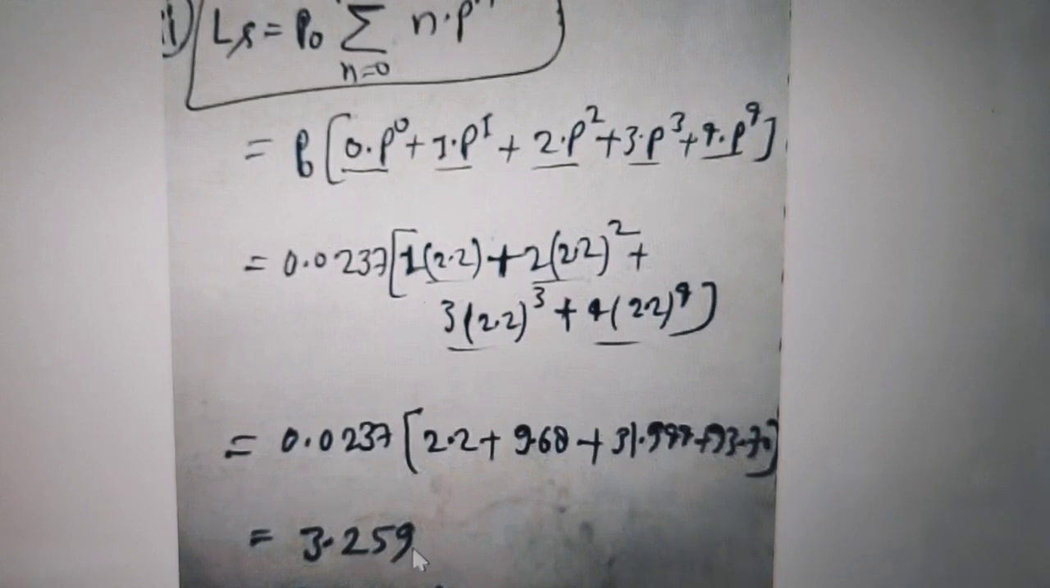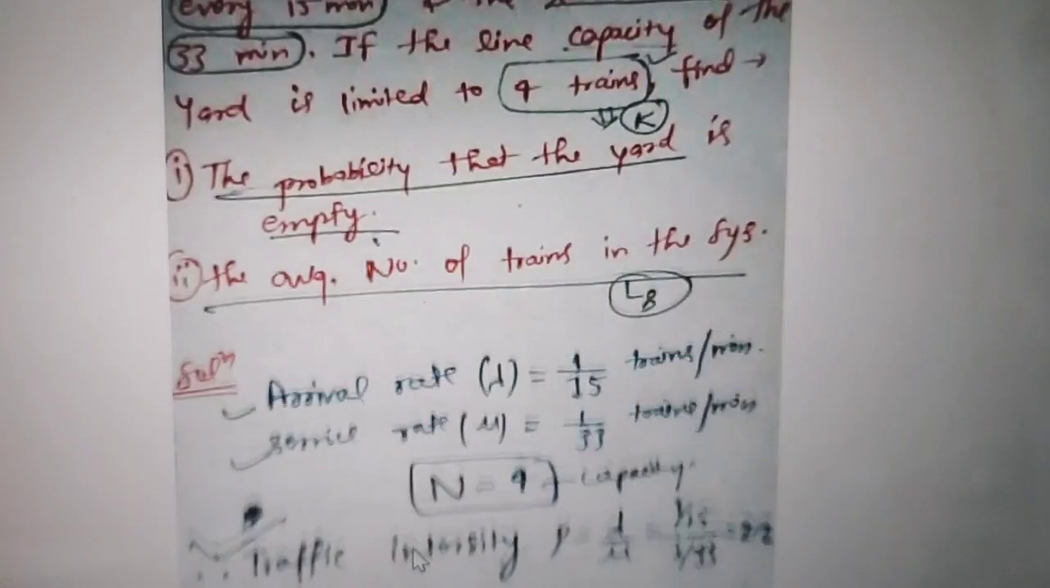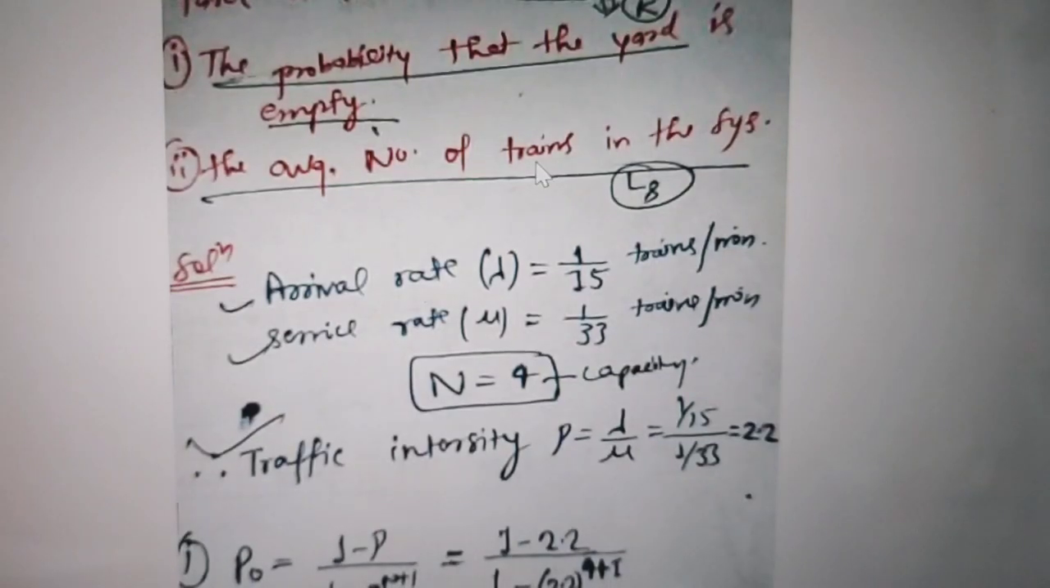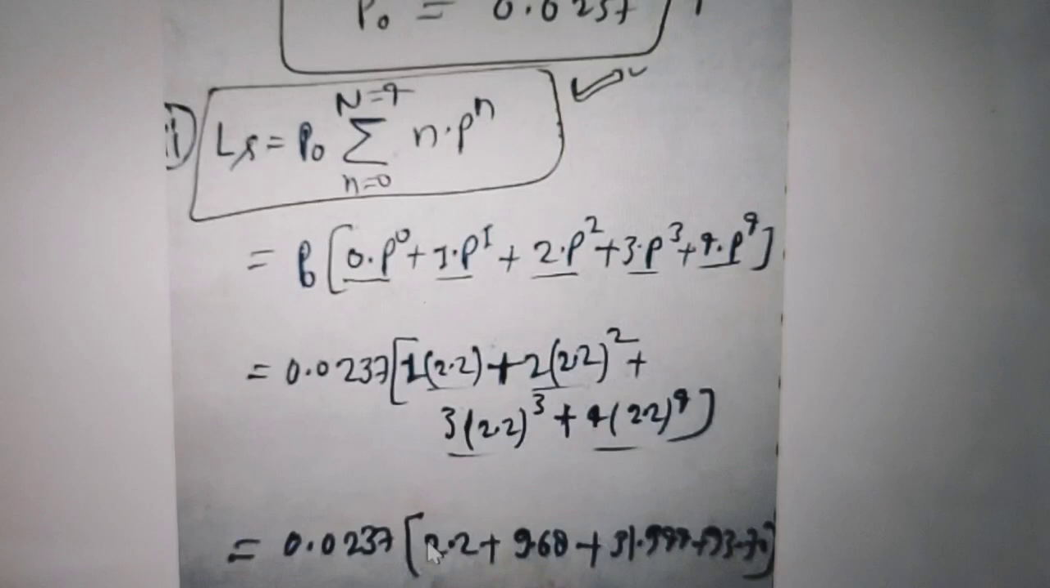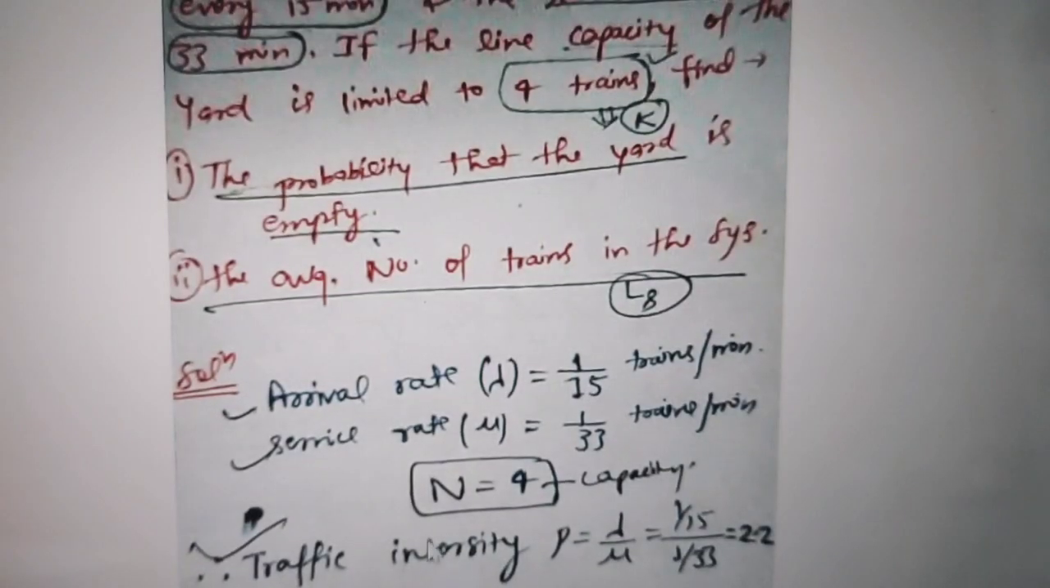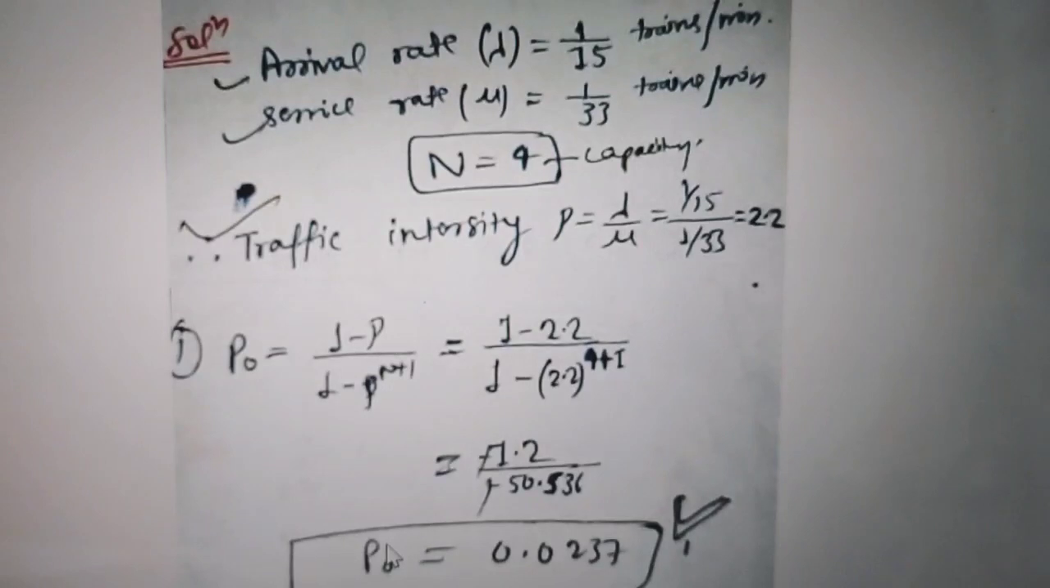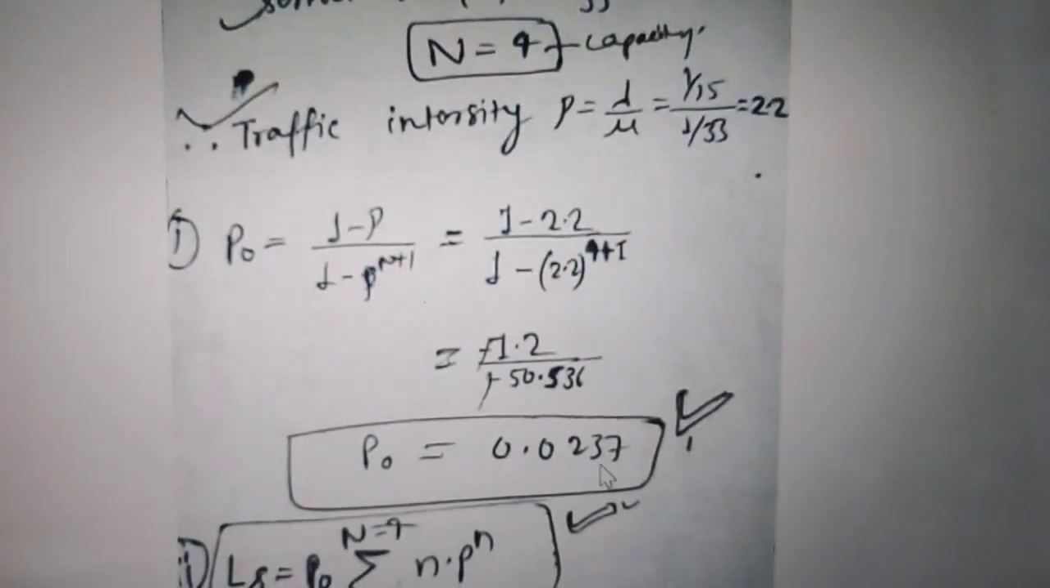So according to the question, the average number of trains in the yard, in the system, is 3.259. This is the mathematical result, but in day-to-day life almost 3 trains will be in the yard on average. The probability that the yard is empty we calculated as 0.0237, which means that the yard will almost never be empty.